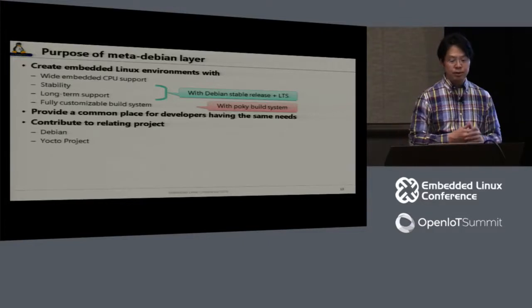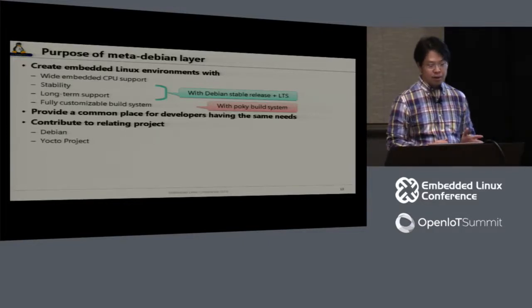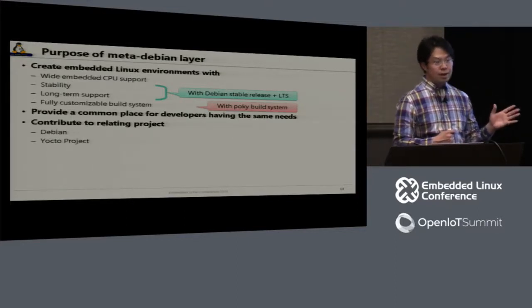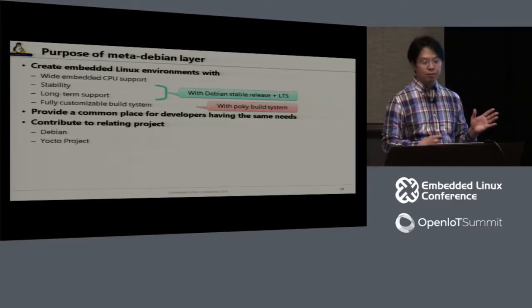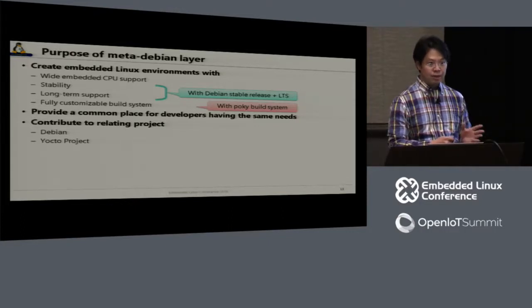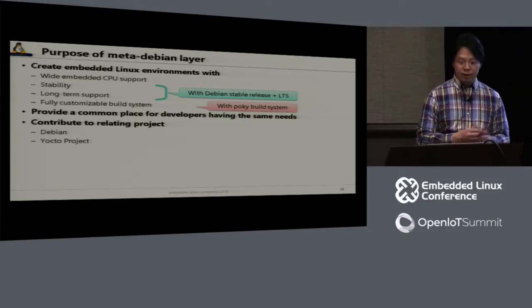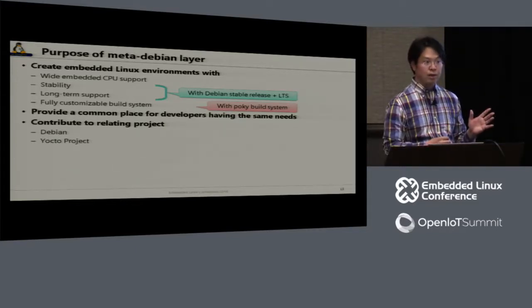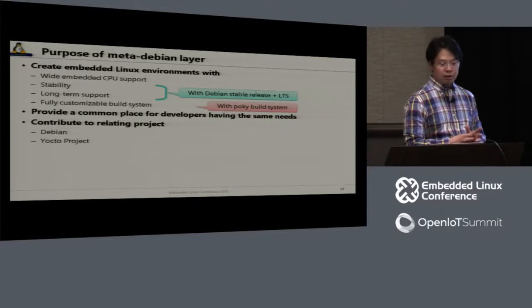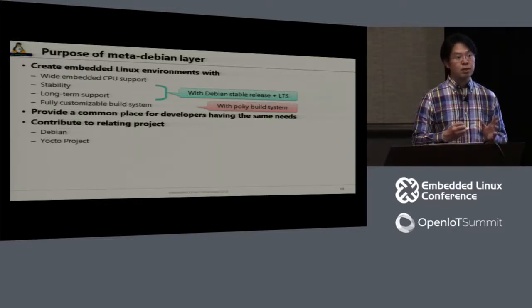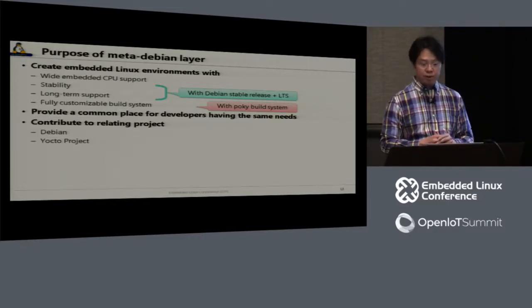And I'll just summarize the purpose of the meta-debian layer. Meta-debian aims to create an embedded Linux environment with stabilized source code. This is a part of Debian's stable release and also the Debian LTS release. We are using this kind of effort to build embedded Linux environments, and also to create a fully customized Linux environment. We are using the Poky build system.